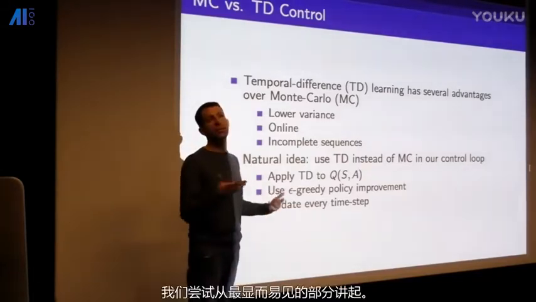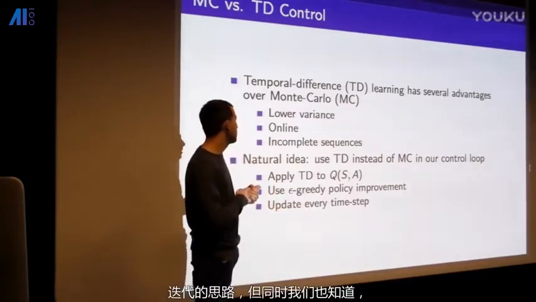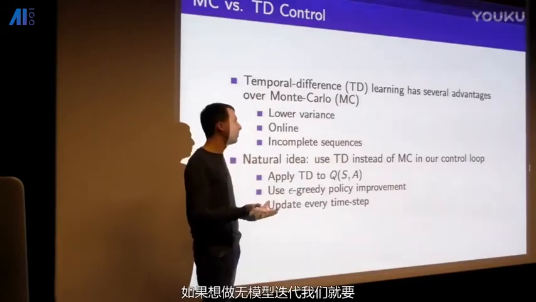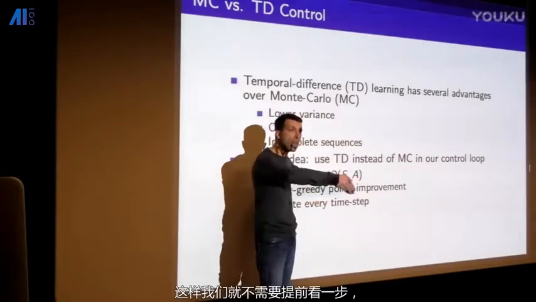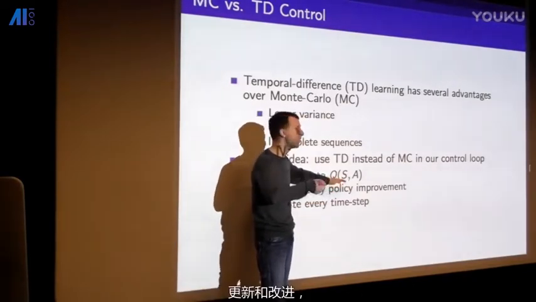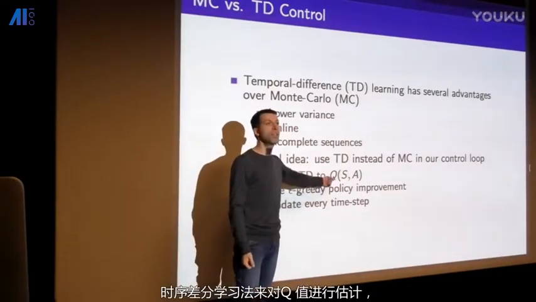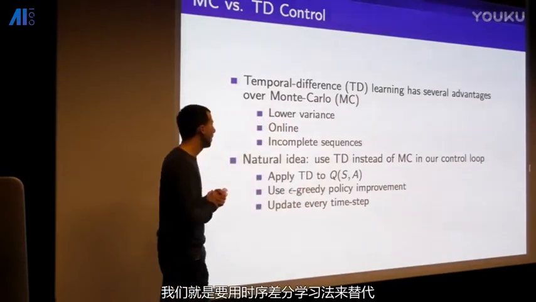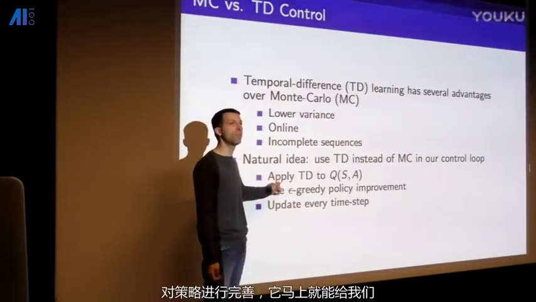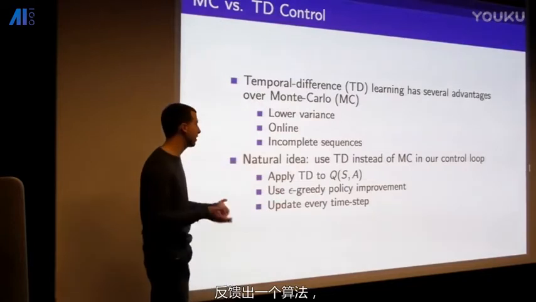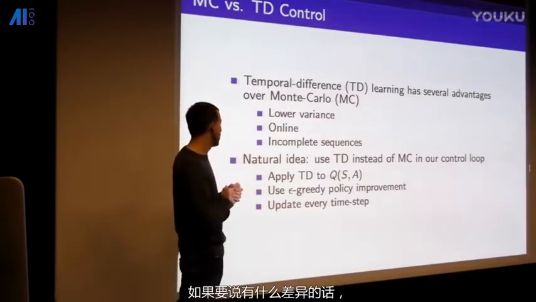And so the natural idea is, let's try the obvious thing, which is to use the same generalized policy iteration strategy. But we know that to do model-free policy iteration, we need to use Q, so that we don't have to do any look ahead to do our greedy or epsilon greedy policy improvement. The idea is to use TD learning to estimate Q. So let's just slot in TD learning in place of Monte Carlo policy evaluation and continue to use epsilon greedy policy improvement. That's immediately going to give us an algorithm that we can apply, which is probably the best known algorithm in reinforcement learning.